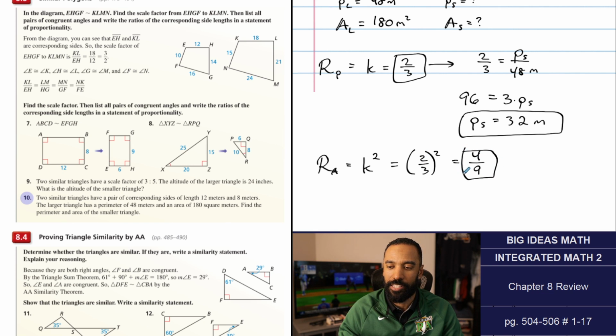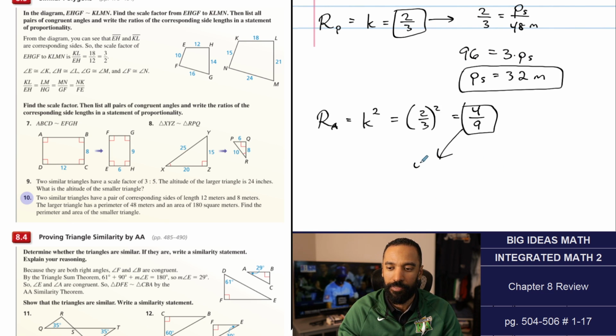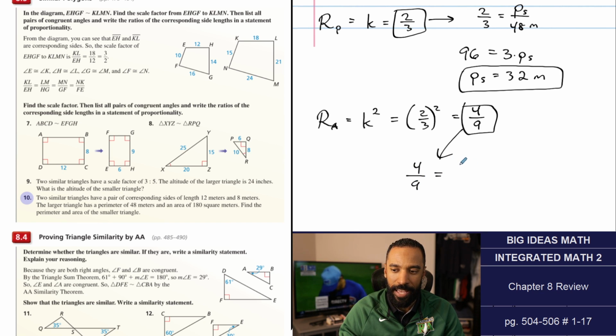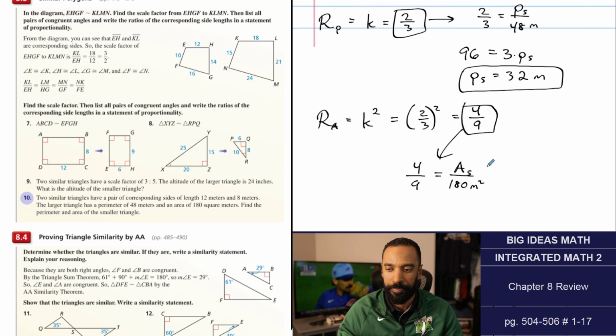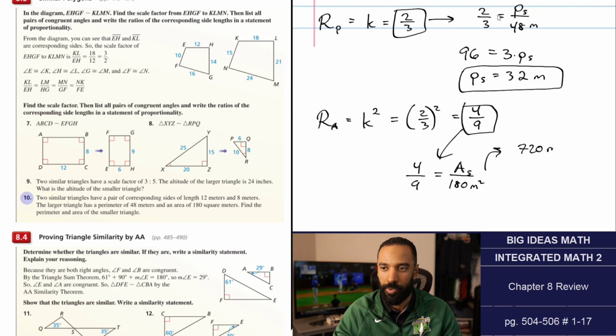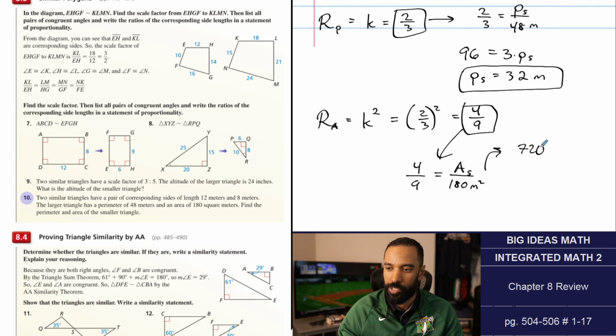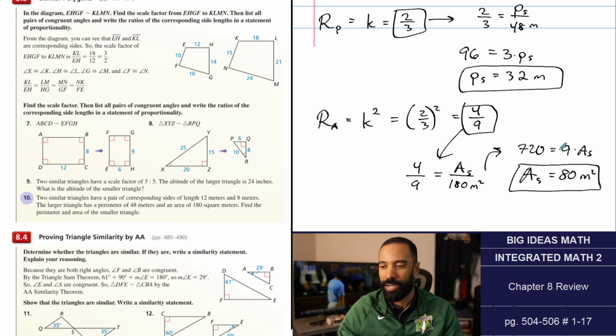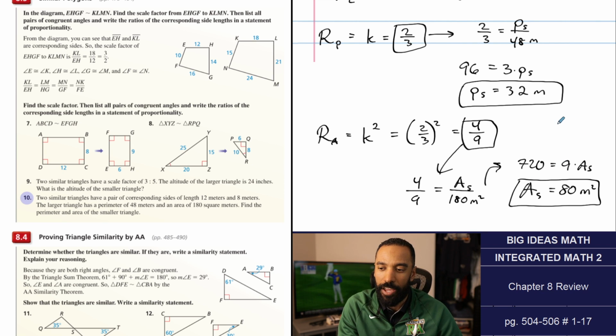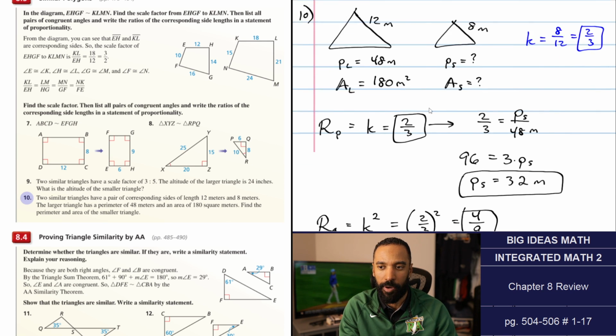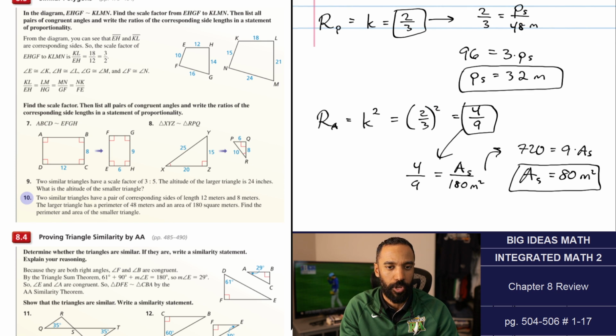So let's take that guy, let's set up a proportion with that involved. 4:9, smaller to big triangle, as this unknown area of the smaller is to 180 square meters of the larger. If I cross multiply that one, I get 720. I don't need to write the square meters right now. 720 equals 9 times A sub s, and that A sub s is going to be 80 square meters. 80 is 4/9, or 44.4%, the size of 180 square meters, and that is the area of the smaller triangle. Okay, let's go and move forward.